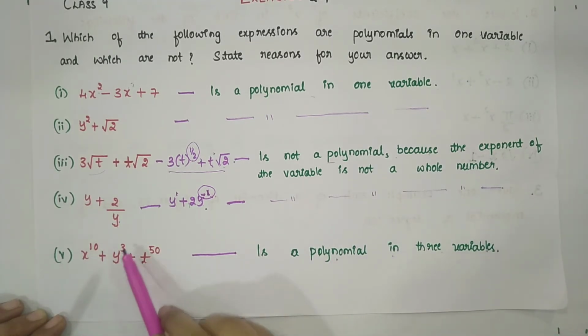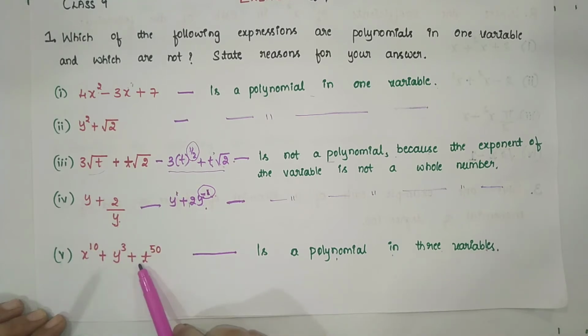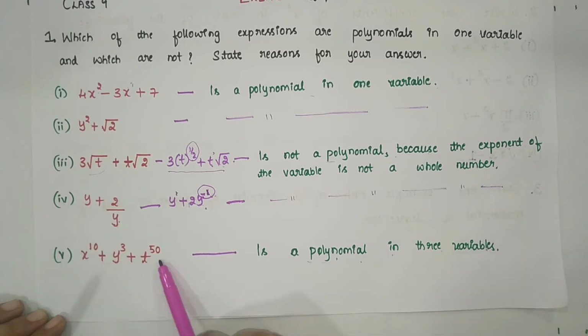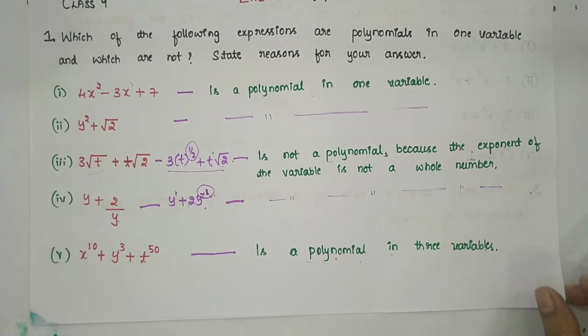Since all the powers are whole numbers, we can consider this expression as a polynomial, and it is a polynomial with three variables x, y and t.